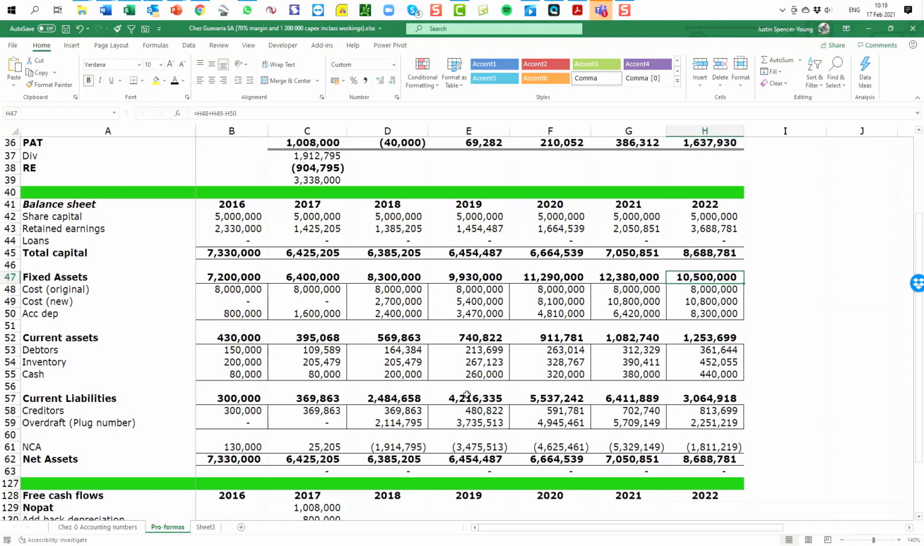Also notice how as we do more and more sales, our debtors gets higher. It looks like our inventory numbers get higher and higher, more cafes, more inventory required. And as our revenue increases, so does our cash on hand increase. So those numbers intuitively make sense.